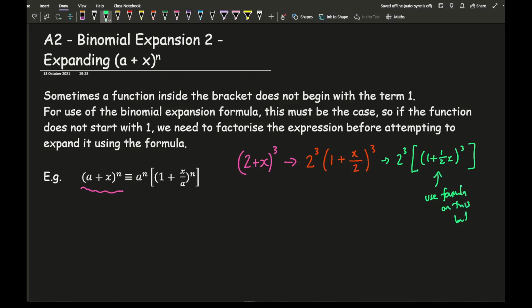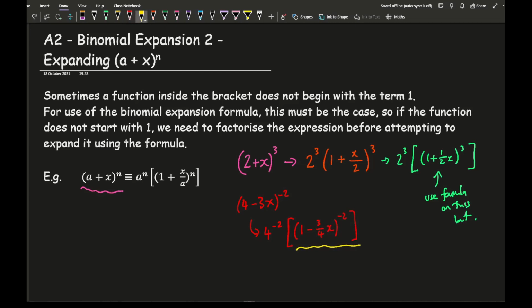So again, if I had something a bit more complicated, so let's say I had 4 minus 3x to the power of minus 2. Well, again, the minus 2 makes absolutely no significance. So what I need to do is take the 4 to the minus 2 out. I then incorporate my square brackets, and then I've got 1 minus 3 over 4 x to the power of minus 2. And this is what I then use the formula on.